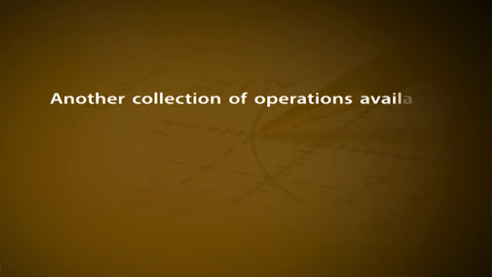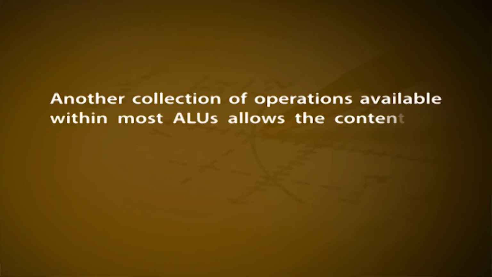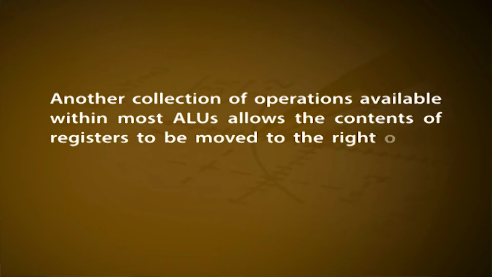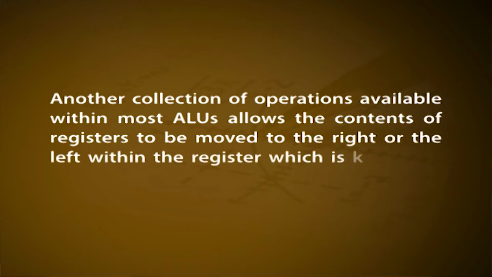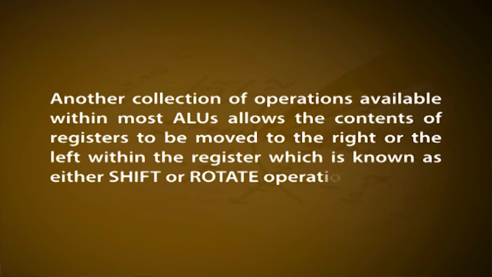The ALU consists of the instructions that is used by the control unit to request an activity within the ALU and is capable of all arithmetic operations such as addition, subtraction, multiplication and division, all logic operations such as less than, equal to, greater than, etc., and Boolean operations such as AND, OR and XOR, etc. Another collection of operations available within most ALUs allows the contents of registers to be moved to the right or the left within the register, which is known as either shift or rotate operations.